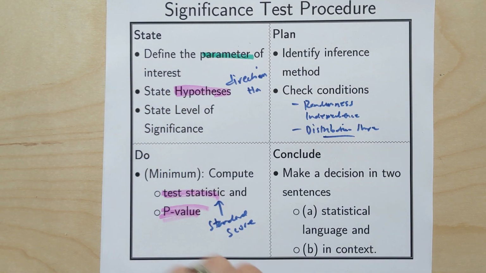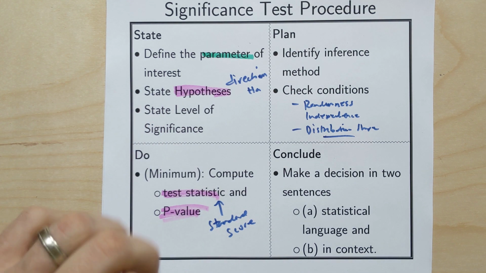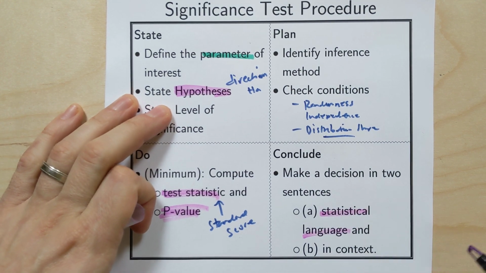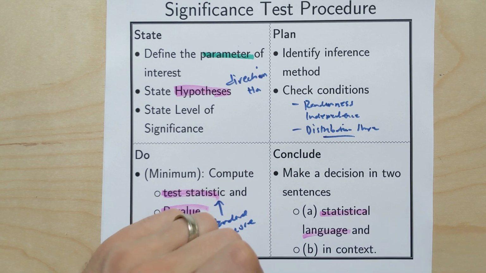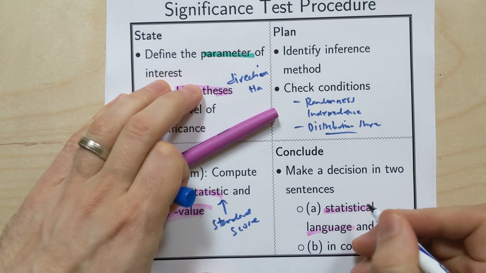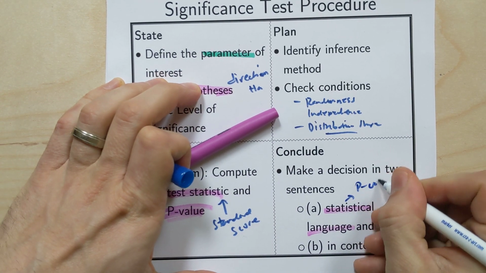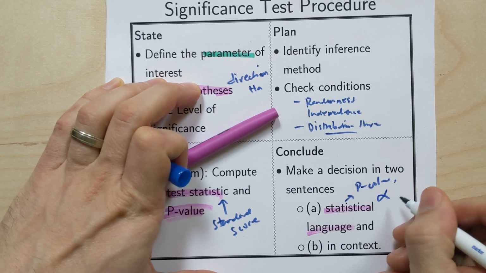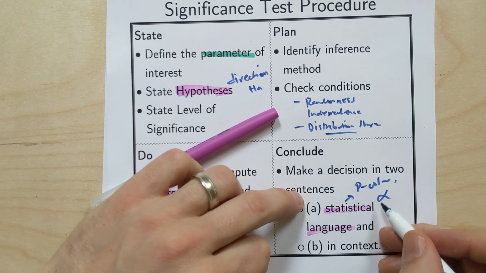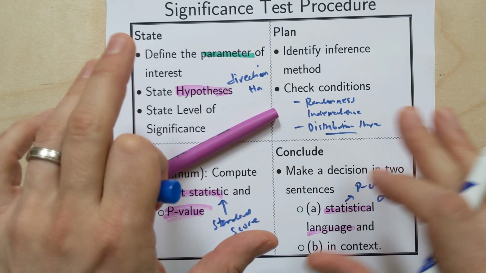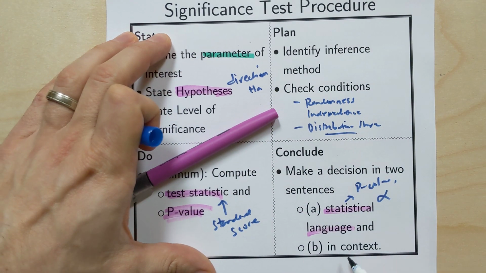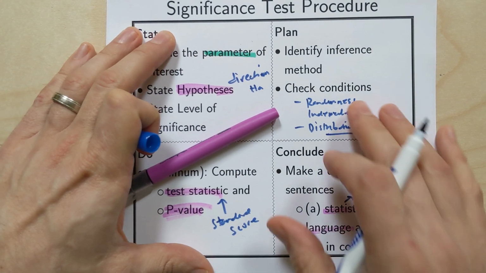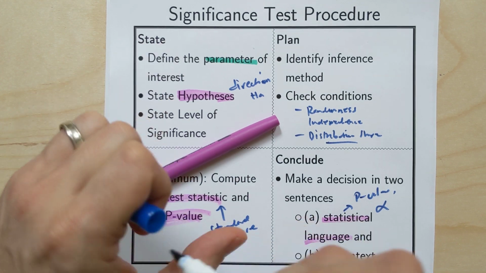And then finally, when we make our conclusions, we'll have 2 sentences, one that's purely in statistical language, comparing the p-value to the level of significance, and we'll specifically use phrases like the p-value and level of significance, and we'll compare them and say one's less than the other, so we should reject or fail to reject the null hypothesis, and then one in context where we actually talk about it in relation to the situation we're actually looking at.